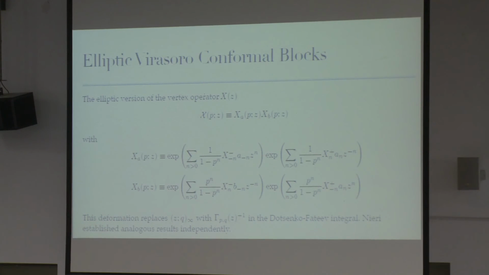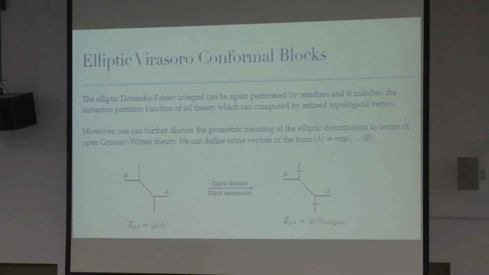So we wanted to check that, and I also like to emphasize that Fabrizio Nieri established, using the same methods, similar conclusions. What we have checked is we went back and computed, using the refined topological vertex, the instanton partition function of the 6D theory, and realized that if you don't change the contours in the Dotsenko-Fateev integral, if they are the same as in the case of the Q deformation, and as in the usual case when you're only computing the Liouville conformal blocks, you just match that conformal block to the 6D instanton partition function.